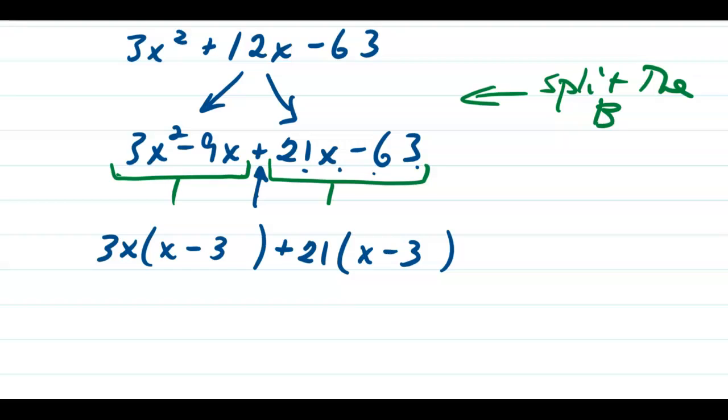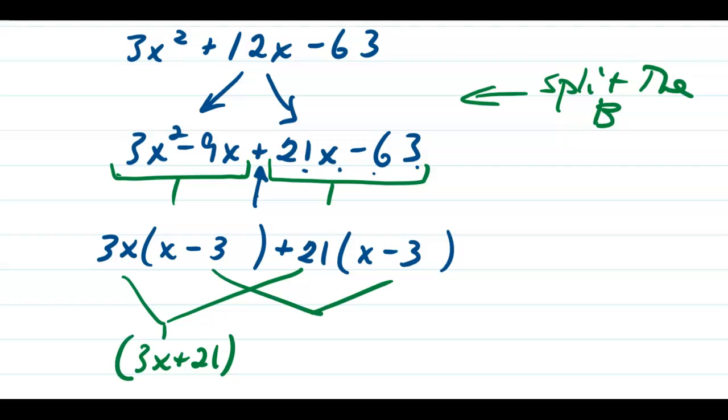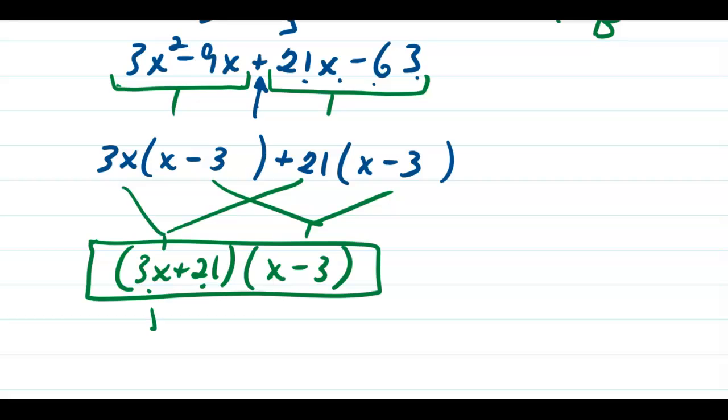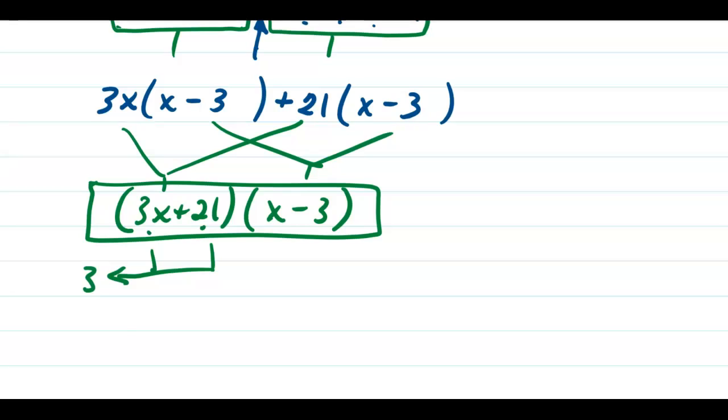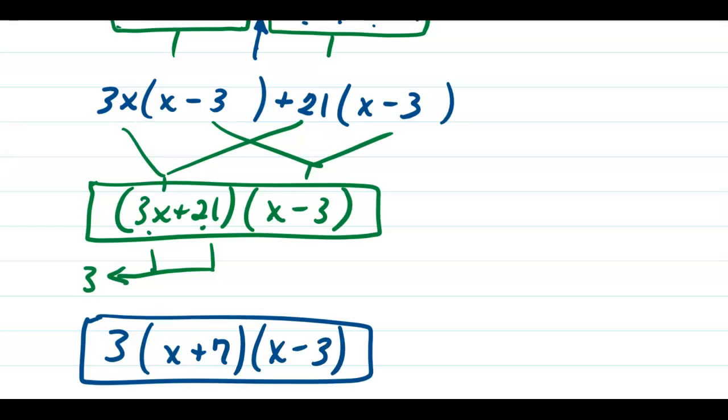We're almost done now at this point. We're going to assemble our answer as follows. The 3x and the 21 are added together, and then the x minus 3 is a repeating factor. And this is a factored form answer. So if we were to factor the GCF of 3 out of 3x and 21, we would get 3 times x plus 7 times x minus 3. The most simplified factored form, where 3 is a GCF.